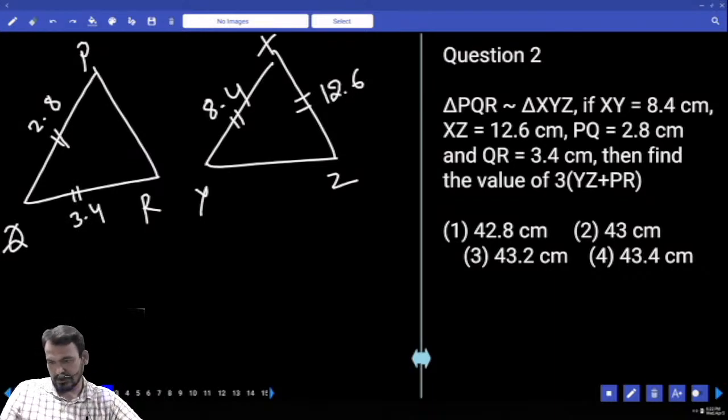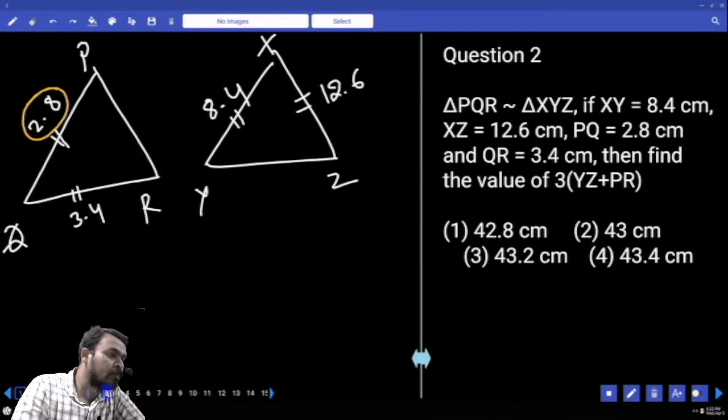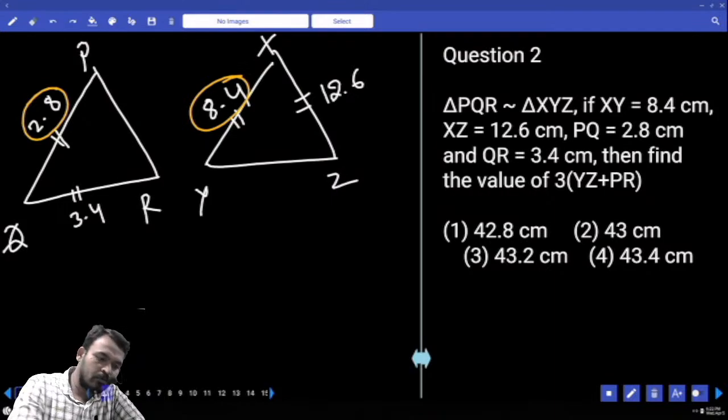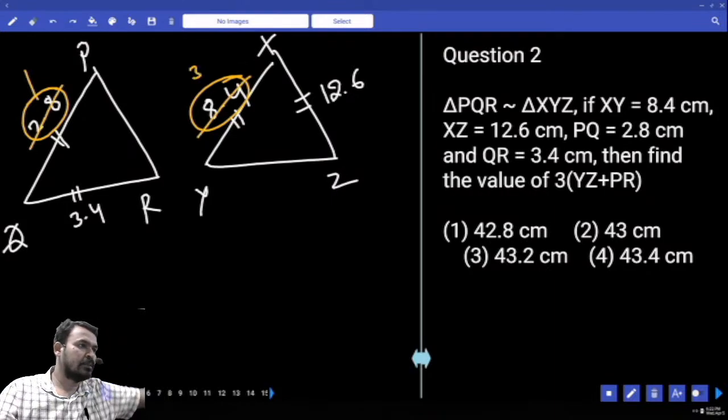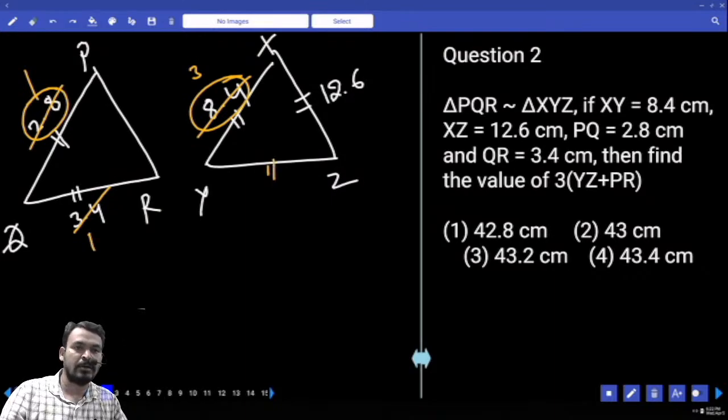Okay, and what is the question here? Find the value of 3 times YZ plus PR. Okay, first, what is the PQ? 2.8. XY 8.4. What is the ratio? 1:3, or not? Means sides are 1:3, means every side is also in 1:3 ratio. Here 3.4, it is one part. This one is 3 parts, or not? 3 into 3.4, 10.2, or not?